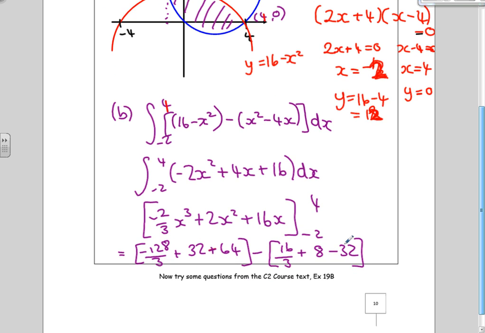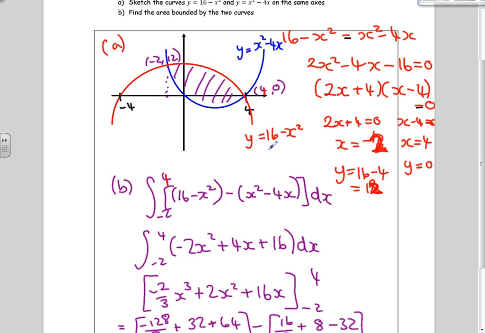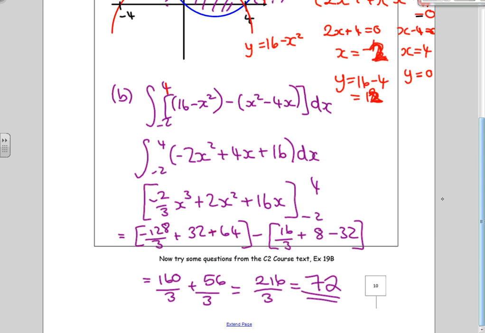And when I type all that into my calculator, for this bracket, it becomes 160 over 3, and this bracket becomes minus 56 over 3, but of course that'd be minus minus 56 over 3, which just becomes plus 56 over 3. So that gives me an answer of 216 over 3, which is just 72. So the area between the curve y equals 16 minus x squared and the curve y equals x squared minus 4x is just 72.